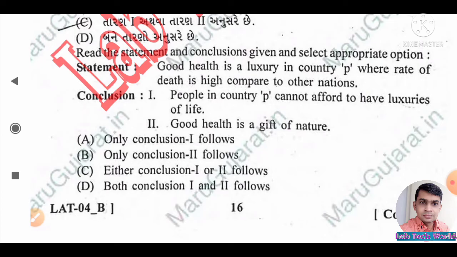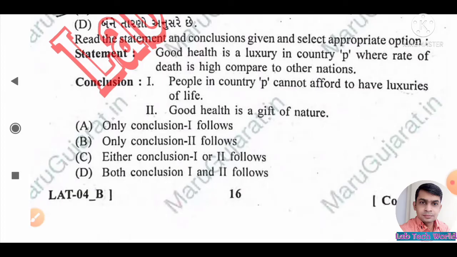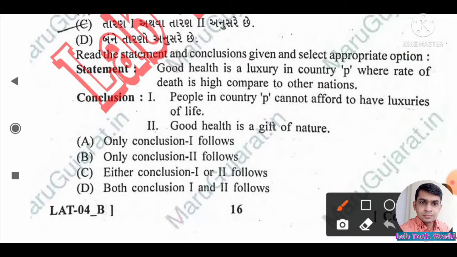Options: A, only conclusion 1 follows. Option B, only conclusion 2 follows. C, either conclusion 1 or conclusion 2 follows. Option D, both conclusions, 1 and 2, follow. And the correct answer for this question is option A, only conclusion 1 follows the statement. So option A is the correct answer for this question. Move to the next question, number 66.